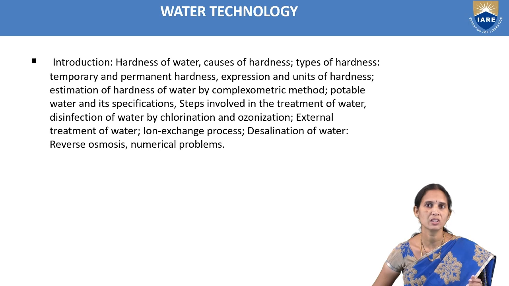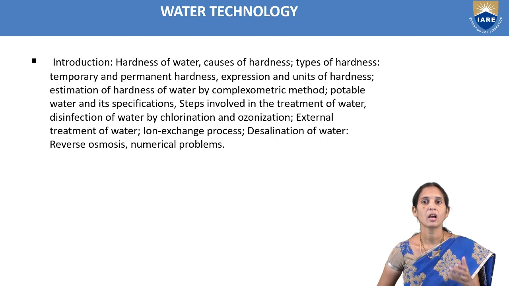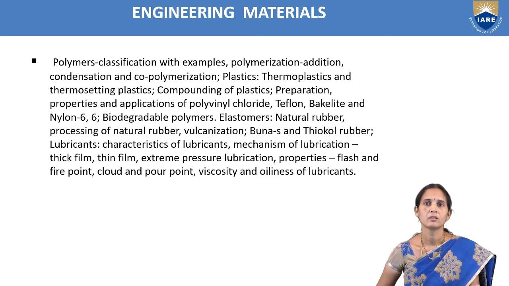And module 2 is water technology. We learn about hardness of water, different types of hardness, temporary and permanent hardness, units of hardness, and we will estimate the hardness of water by the complexometric method, potable water and its specifications, and how we can treat municipal and drinking water by chlorination and ozonization. We can purify the water by ion exchange process, and desalination of water, that is, removal of NaCl from water by reverse osmosis, and we will calculate the problems.